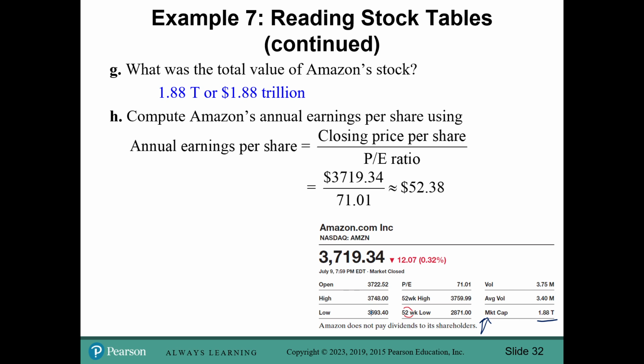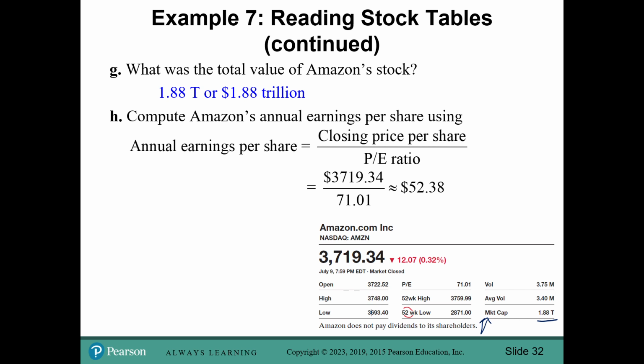All right, part H, compute Amazon's annual earnings per share. Okay, so we're looking at the annual earnings per share. Remember that equals the closing price per share over the P-E ratio. All right, now here's what we're going to do. We're going to write this formula down, okay? If you have a hard time with formulas, and we've gone through quite a lot of formulas in this particular chapter, feel free to write them down so we can refer back to them later.